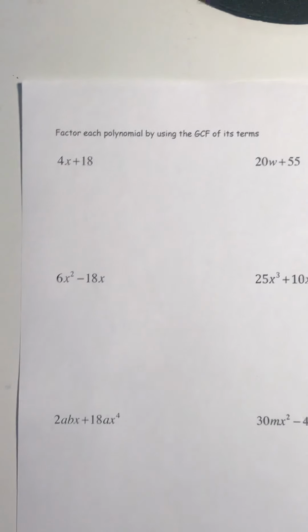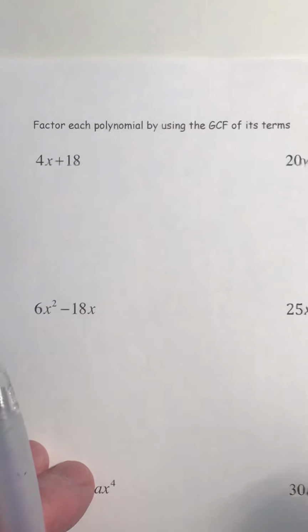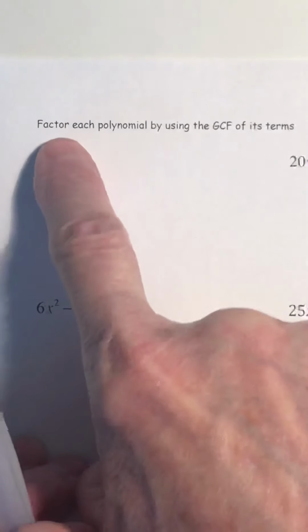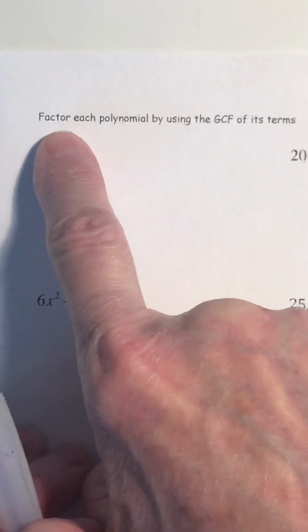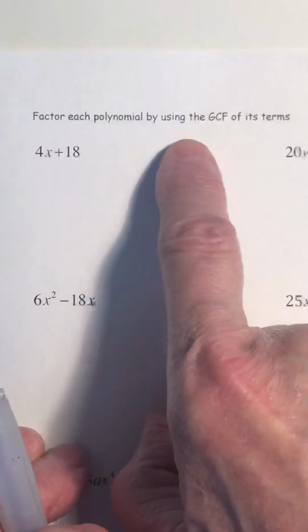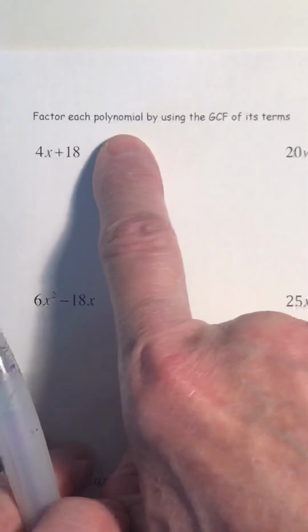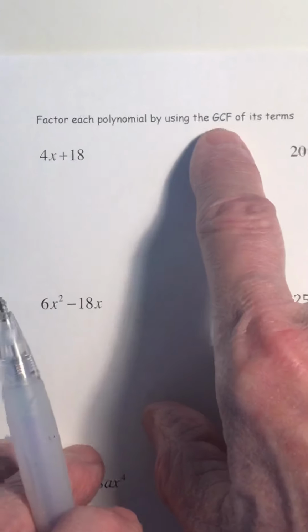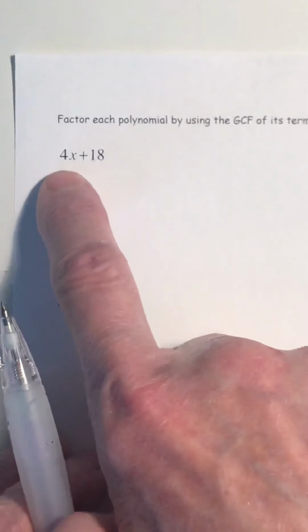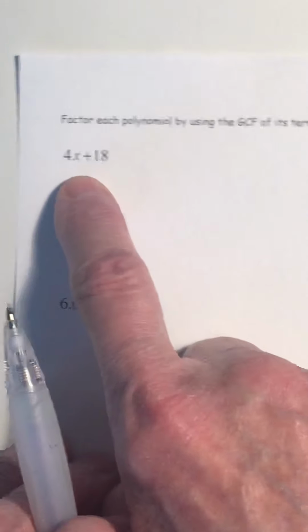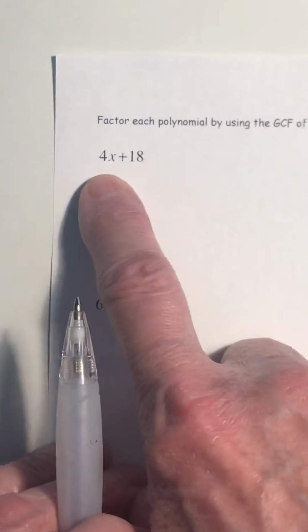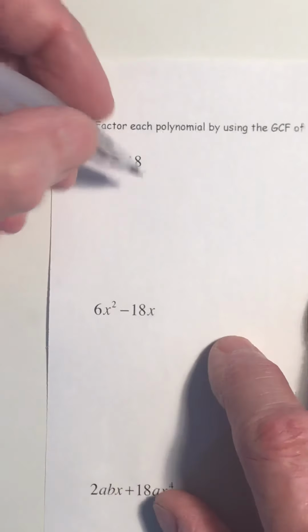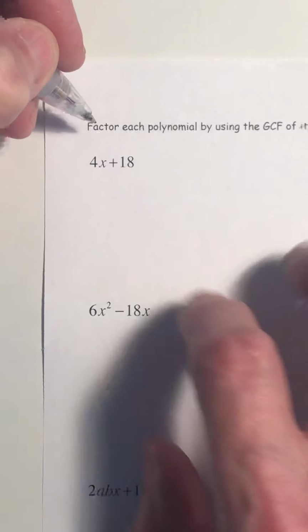Hello, we're on page 2 now, and we're going to factor. That's using that as a verb, a thing we're doing. We're factoring each polynomial by using the GCF of its terms, which means find the greatest common factor, the largest entity that divides evenly into all the terms, and then place that in front of a set of parentheses.